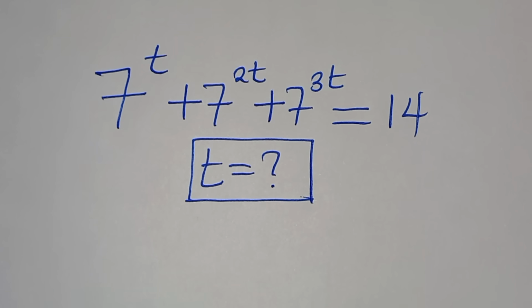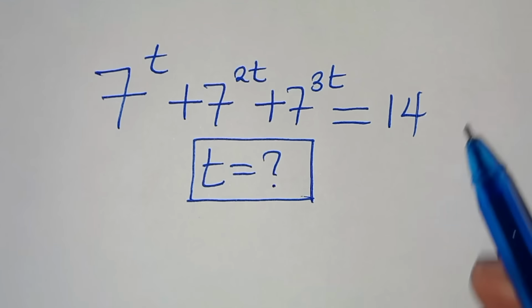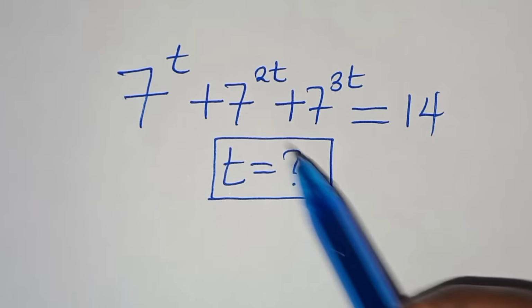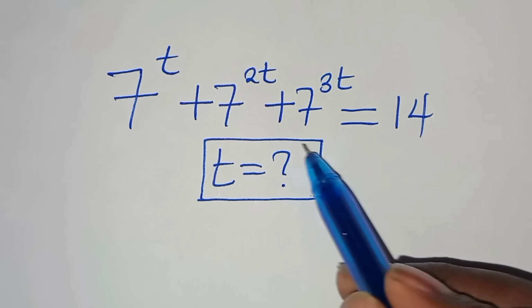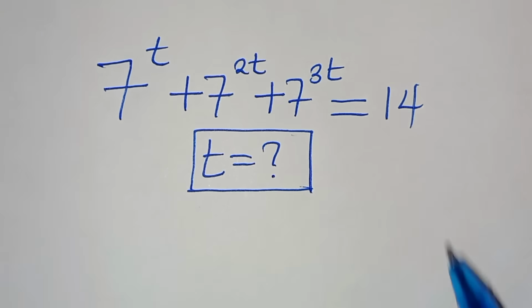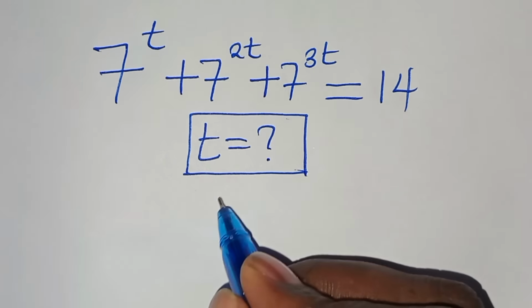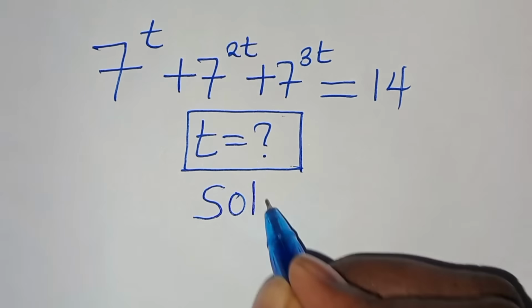Hello everyone, you're welcome to solve this nice algebra problem, which is 7 to the power of t plus 7 to the power of 2t plus 7 to the power of 3t. This is equal to 14. So what is the value of t? Now let's provide a solution from here.